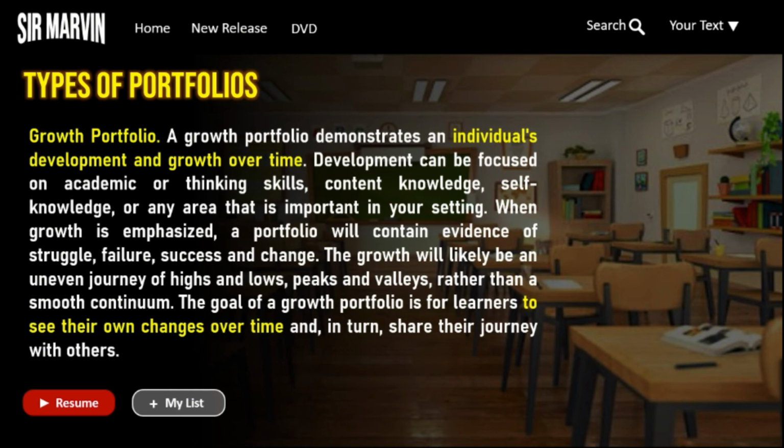Ito na yung development, yung growth nila over time, yung progress nila, kung nagkaroon ba ng progress, kung nag-excel ba sila from day 1 until dun sa last day ng kanilang school year. So dito naman sa growth portfolio, pwede nilang i-include dito yung mga struggles nila, yung failure nila, and then yung success nila. Okay? So yun yung mga evidences na dapat ma-include sa growth portfolio para ma-determine talaga natin yung mga development na nangyari, yung growth na nangyari.